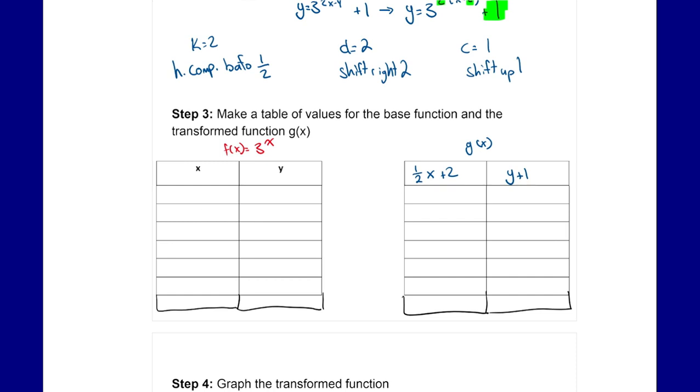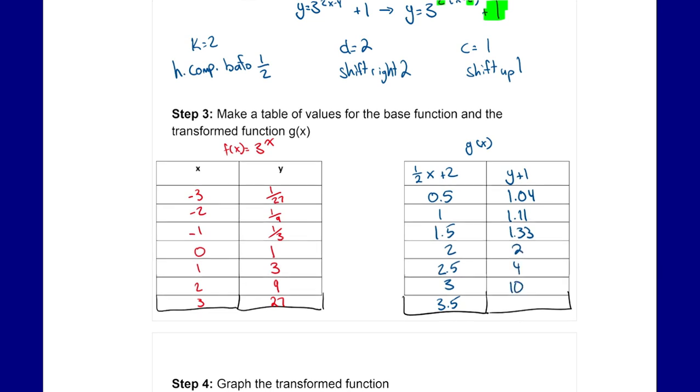So for our parent function, we have x values -3, -2, -1, 0, 1, 2, 3. So we have 1/27, 1/9, 1/3, 1, 3, 9, 27. And then for our transformed function, -3 times a half plus 2 is 0.5. And we have 1, 1.5, 2, 2.5, 3, and 3.5. So for the y values, we're going to be adding 1 to everything. I'm going to leave it as decimals just because it's a little bit easier to write out. Adding 1 to everything: 2, 4, 10, 28.